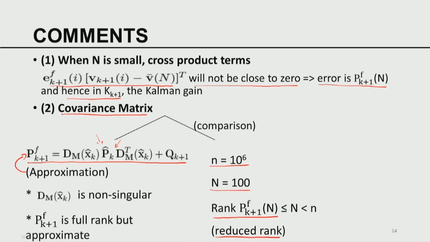I have already alluded to this. The DMXK is not available. DMXK is a million by million matrix. I only know the analysis. I have to evaluate the elements of the million by million matrix along the trajectory. So that's another hidden cost that doesn't come out.